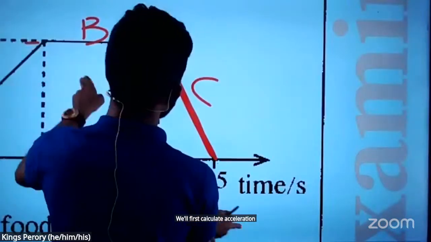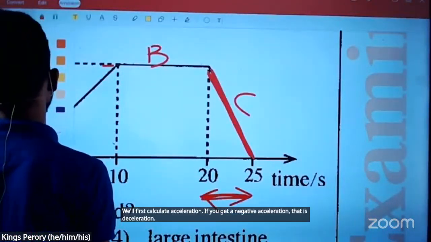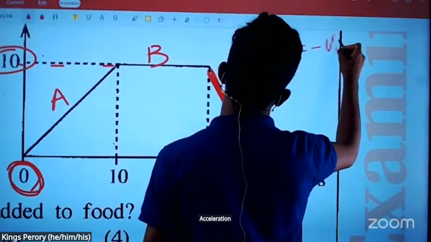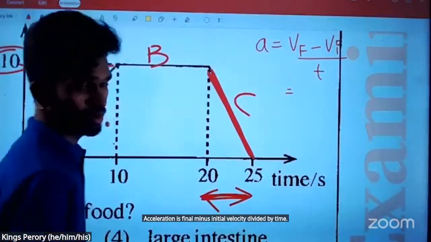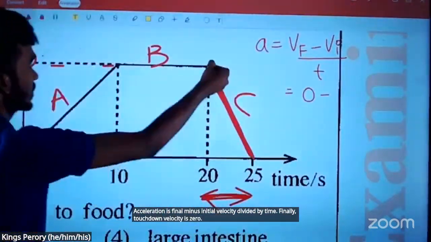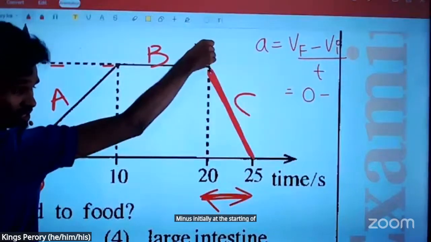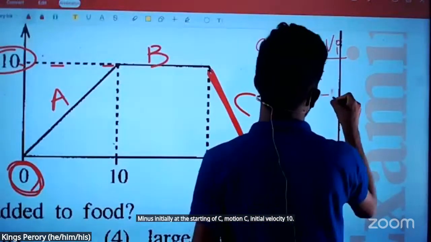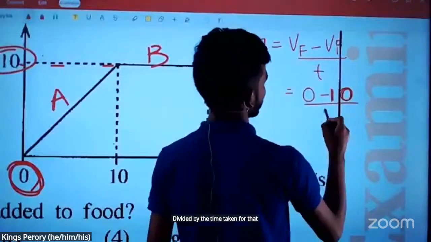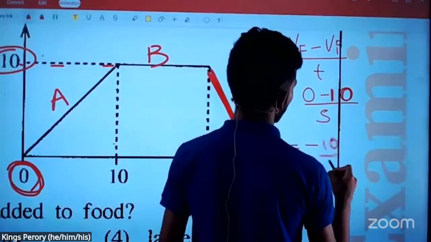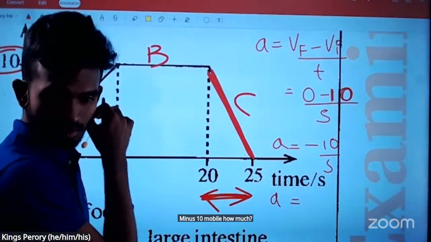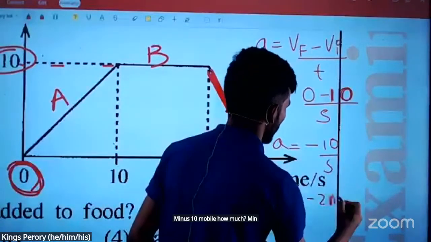We'll first calculate acceleration. If you get a negative acceleration, that is deceleration. Acceleration is final minus initial velocity divided by time. Final velocity is 0 minus initial velocity 10, divided by the time taken, 5. That is minus 10 over 5. What is the acceleration? Minus 2 m/s².